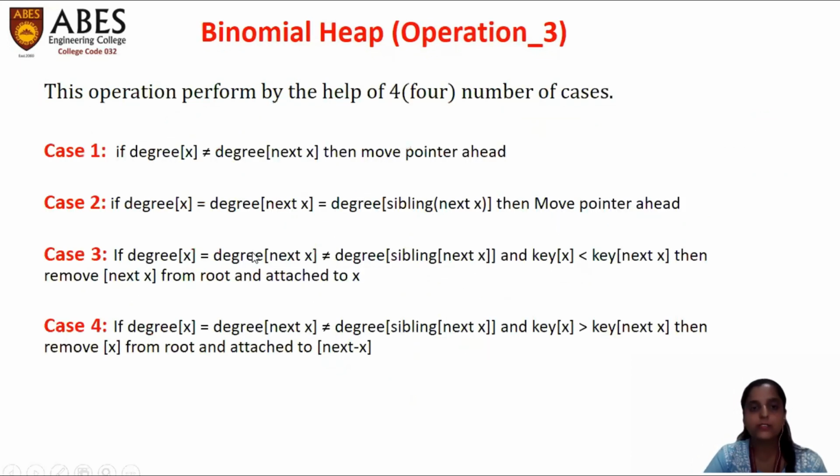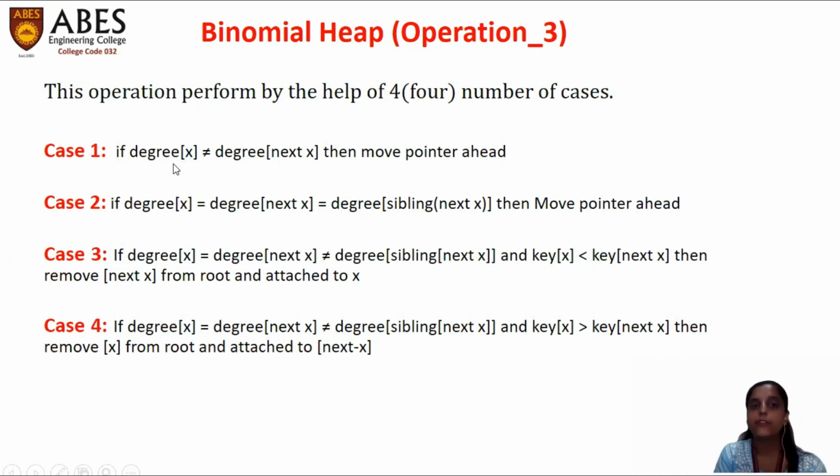So in the properties, we can see that if degree of x, we know what degree means. Degree means the number of child nodes. For calculating degree, we just have to find the number of child nodes for a particular root node. To understand these cases, we have to first understand all the terminologies used in these cases. So we know the meaning of degree, we know what x is, where next x is present, where sibling of next x is present. So now we can understand these four cases very clearly.